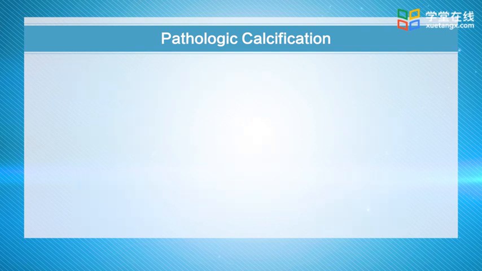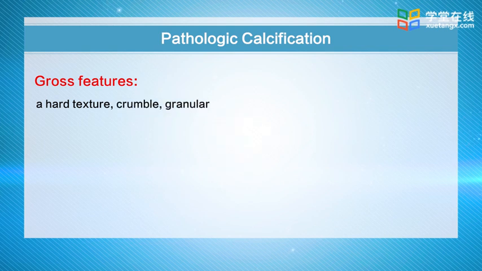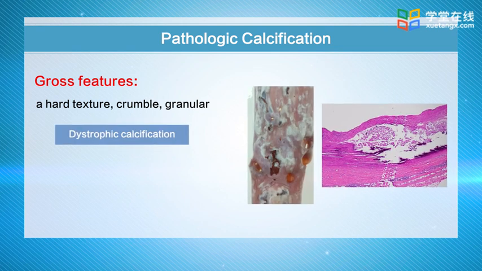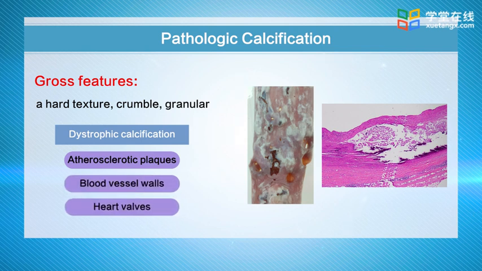In both types of calcification, the calcium deposits give tissue a hard texture. Tissue may feel granular or crumble when it is cut. Dystrophic calcification of atherosclerotic plaques, blood vessel walls, and heart valves are especially common. Disseminated calcification may occur widely throughout the body, but principally affects the interstitial tissues. Calcification of soft tissue can often be detected by X-ray.